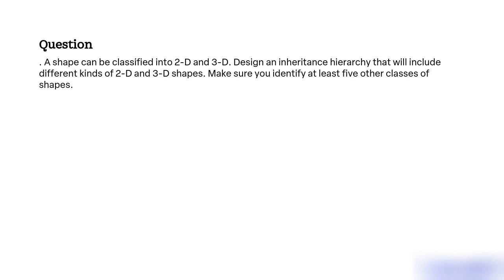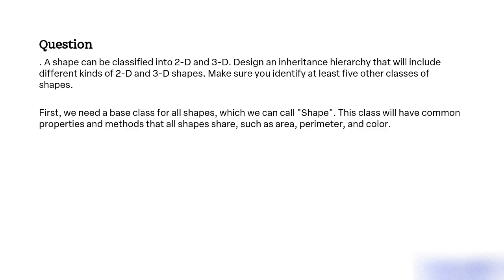Our objective is to create an inheritance hierarchy that encompasses various types of 2D and 3D shapes, including at least 5 additional classes of shapes. First, we need a base class for all shapes, which we can call Shape. This class will have common properties and methods that all shapes share, such as area, perimeter, and color.